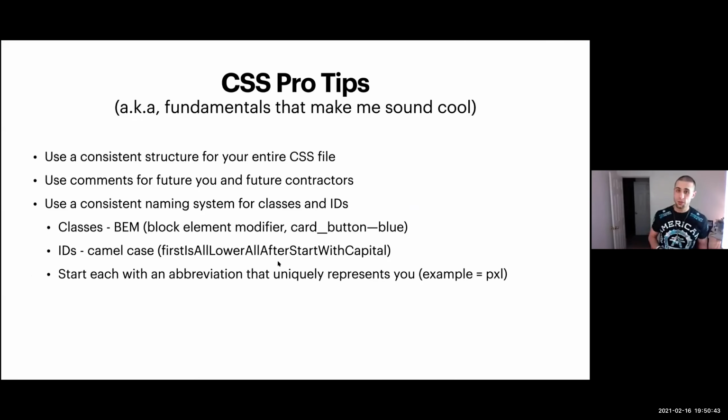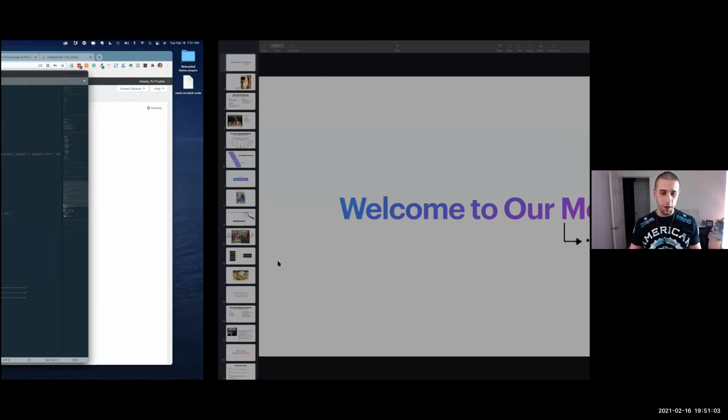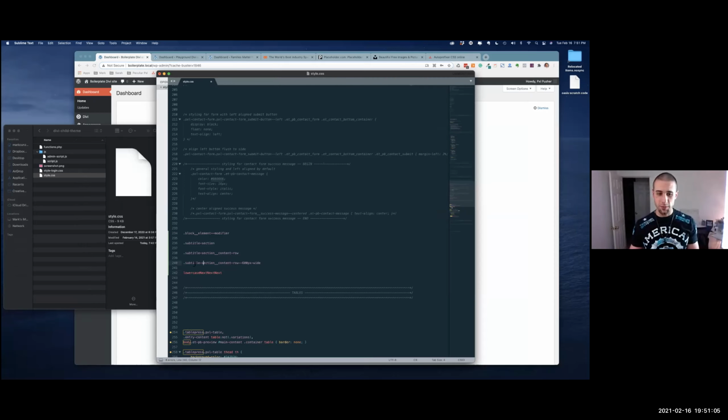Another thing that I choose to do with my CSS is I start every class and ID typically with a 3-letter abbreviation that represents our company. So for us, it's Peculiar Pxl. So I start every class and ID with Pxl. So if we come back over here, here's my subtitle section. I would actually start this PXL dash subtitle section.